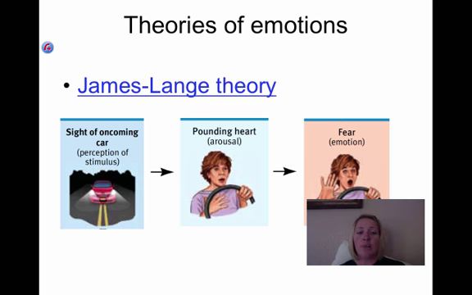So James-Lange says it's a three-step process. One, you see the car. Two, your arousal happens, your heart starts pounding. Three, the emotion sets in. He says this is the order for all of our emotions: perception of stimulus, arousal, emotion. It happens in a one, then two, then three process.